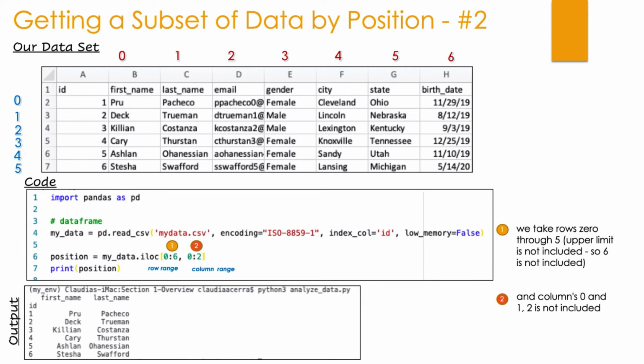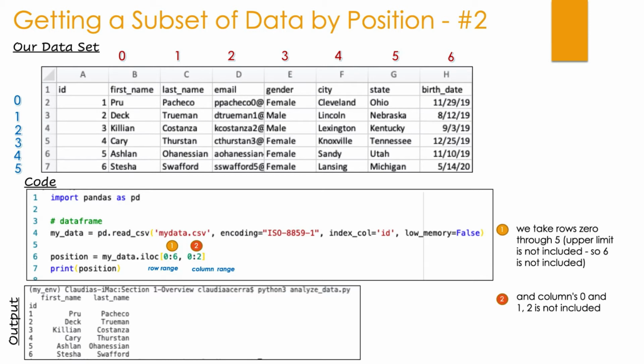Here we're still working with getting a subset of data by position using iloc, but now we're using 2 slices, one for the row, one for the column. So 0 through 6 will bring us back 0 through 5, because always in Python in a slice the upper limit's not included, and 0 through 2 will bring us back 0 and 1. So you see right here we have our output, and it does exactly that.